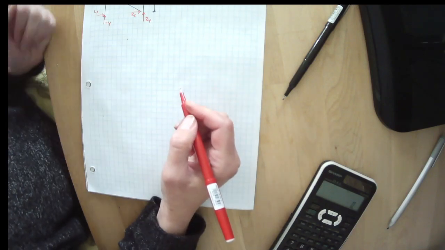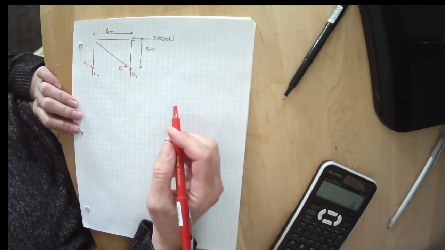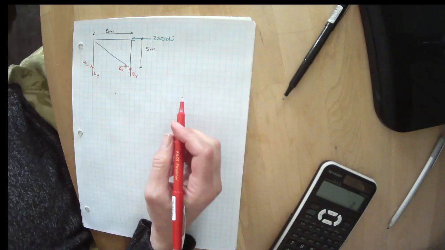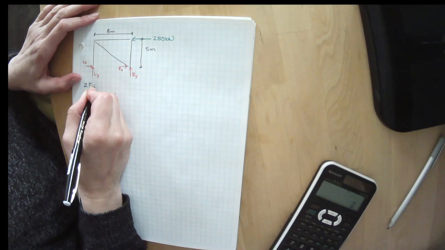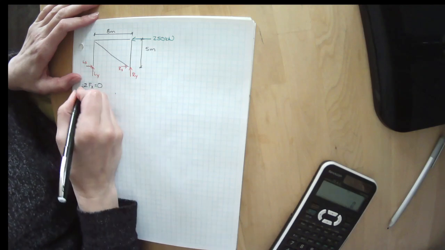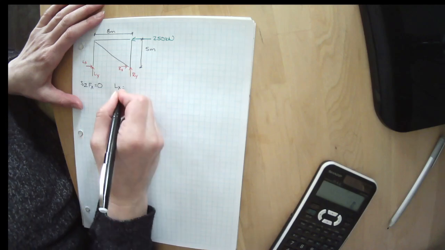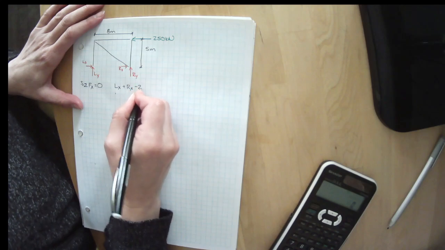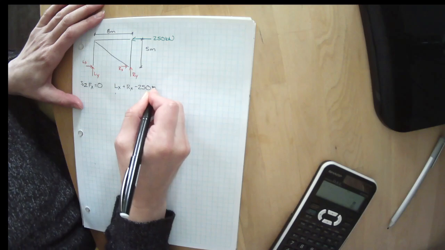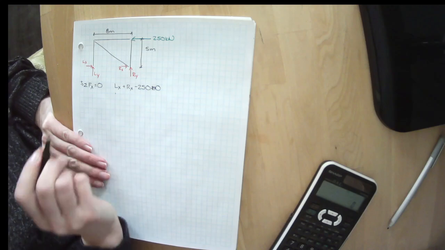We know step 1 is solving for our reactions. So let's go through and solve for our reactions. We can sum the forces in the X direction. We have Lx going in the positive direction, Rx going in the positive direction, and we have minus 250 kilonewtons equals 0. Doesn't seem like there's much else we can do there.